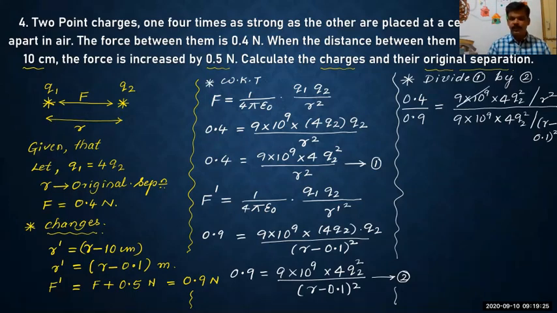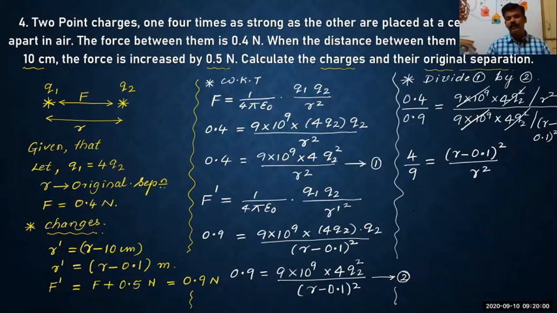Here 9 into 10 raised to 9 cancels, 4 Q2 square cancels. Okay. Then what are the terms here? Again 0.4 divided by 0.9, so it is simplified to 4 divided by 9, because on both sides we have the same number of decimal places. Then the denominator comes to the numerator. Hence it is r minus 0.1 whole square divided by r square.